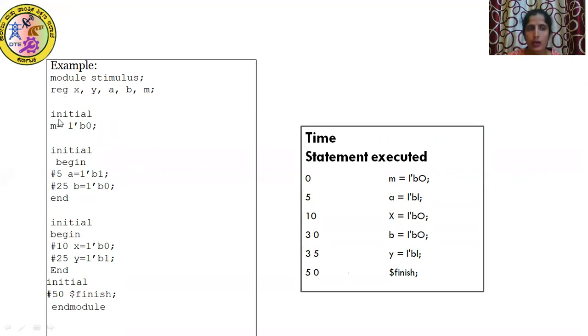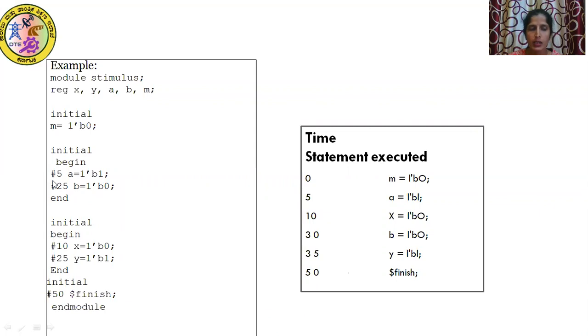The initial construct begins with the keyword initial, within which we have written a statement yum is equal to 1-bit binary 0. It means that we have initialized the variable yum equal to 1-bit binary 0. And we have the next set of initial statements, where we have enclosed them between begin and end. When we have more than a single statement, we need to enclose them between begin and end.